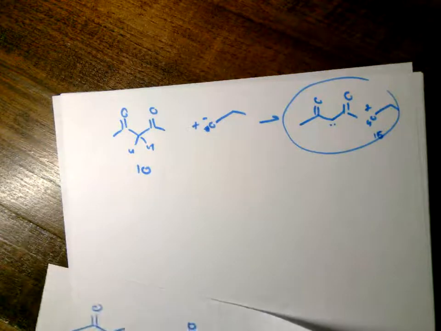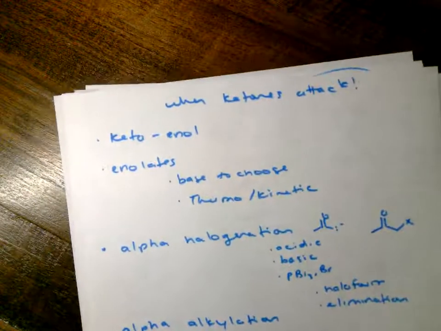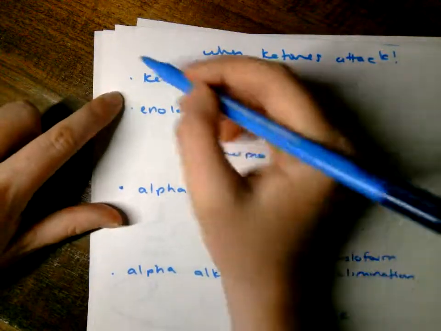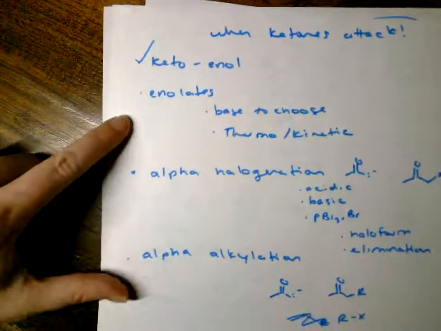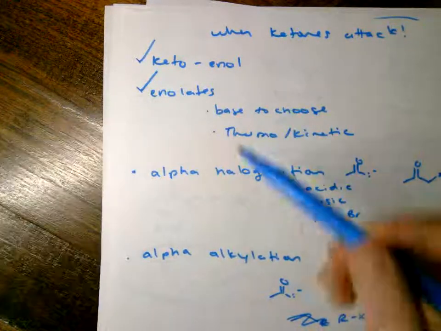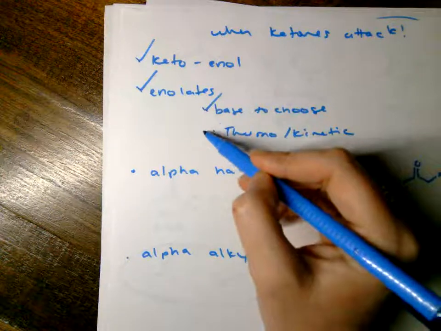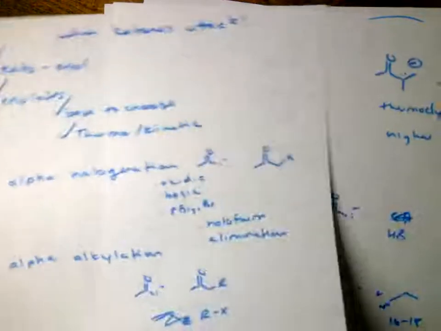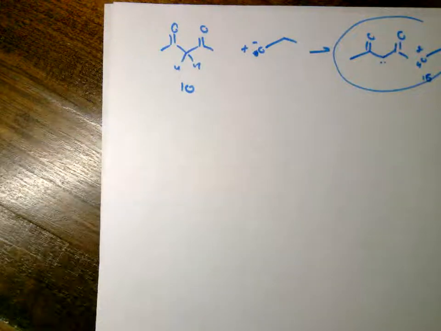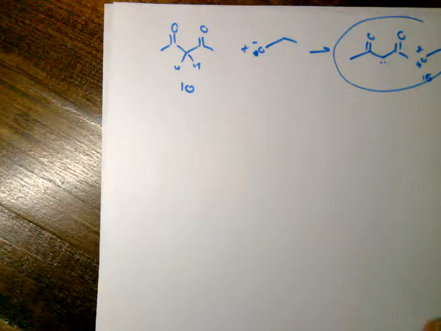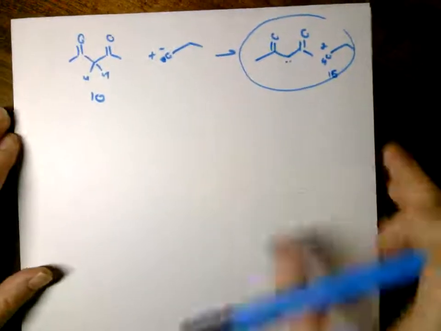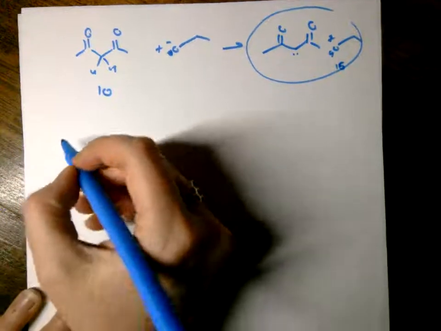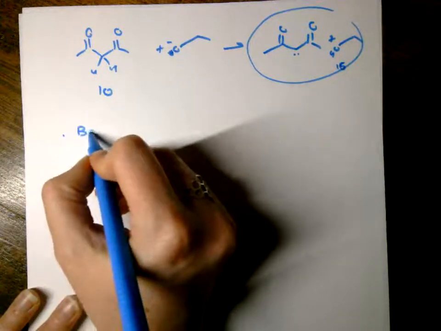Okay, so that is an overview of what a keto-enol is. Check. We talked about what enolates are. We talked about how to choose a base. We talked about thermodynamic versus kinetic products. So now let's talk about halogenation. For alpha halogenation, you can do this 3 ways. You can do this in basic conditions.